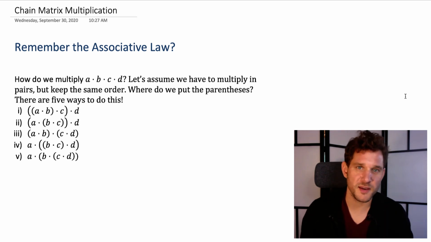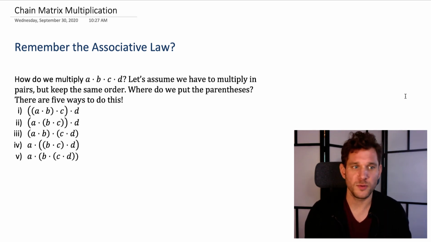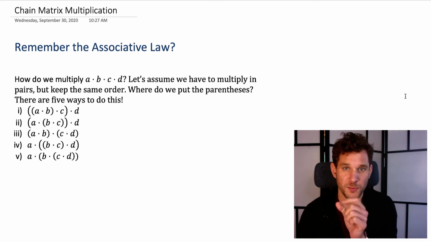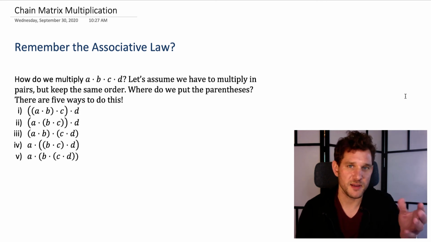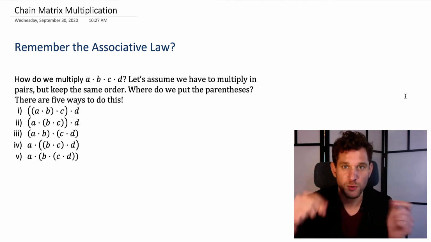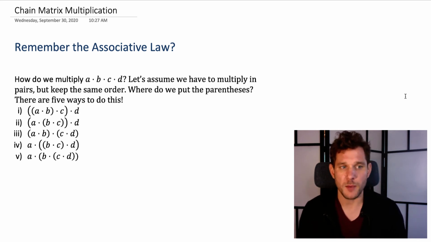Hey there, remember the associative law from grade school? When you write down the product of some number of numbers, let's say A times B times C times D, you actually haven't specified in what order you should do the multiplications. It turns out we're lucky because multiplication is associative and also commutative, so you can do it in any order you want.